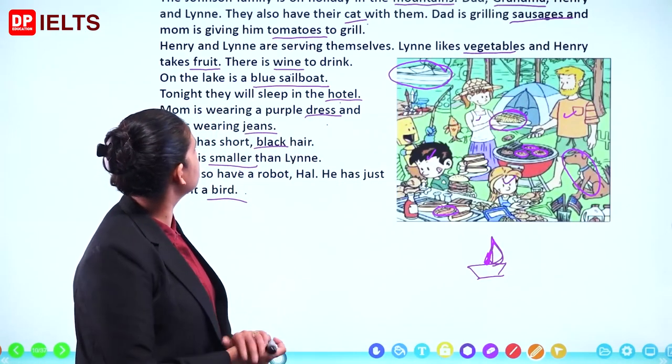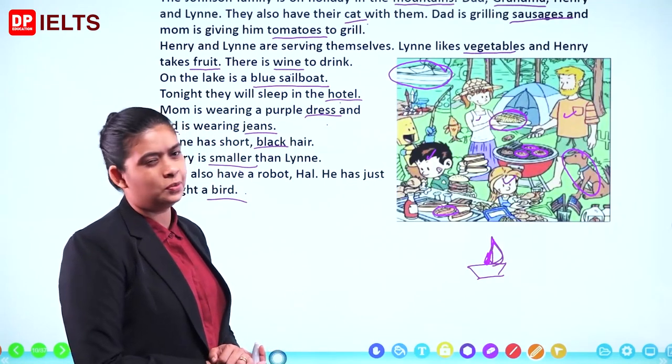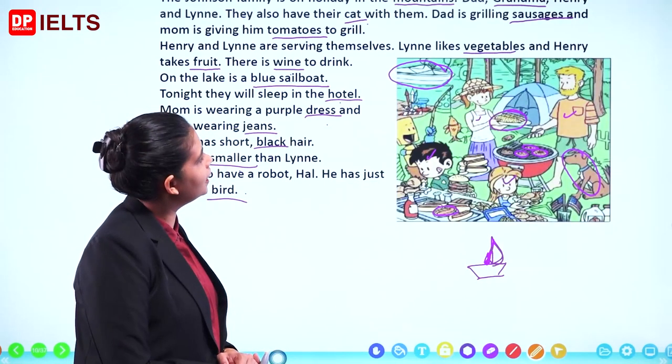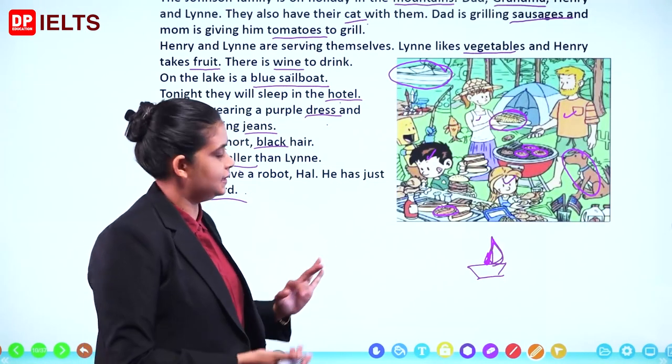So think about it. The Johnson family is on holiday in where? You wouldn't say the mountains, and then Dad, Mom, and Henry, and Lynn, and rewrite it.